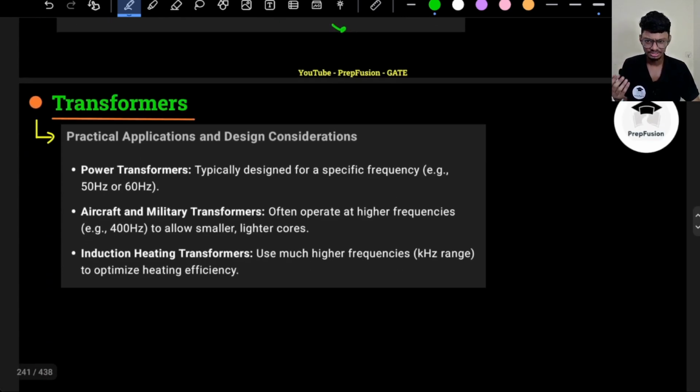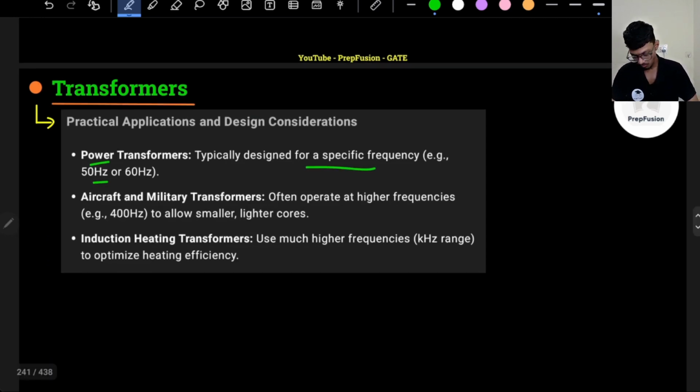So what are the applications? 50 hertz operation is generally used for power transformers. So whatever power you are receiving at your homes, and whatever power we are generating in the generating stations, at 50 to 60 hertz, for those kinds of applications power transformers are used. So they are typically designed for a specific frequency.